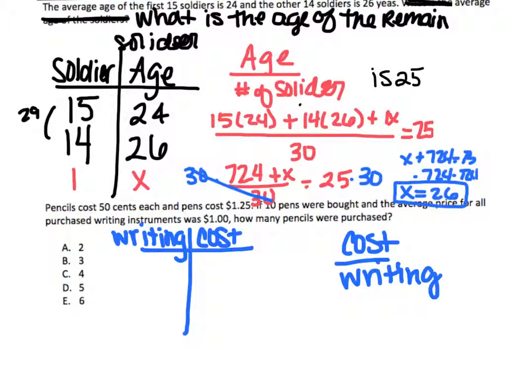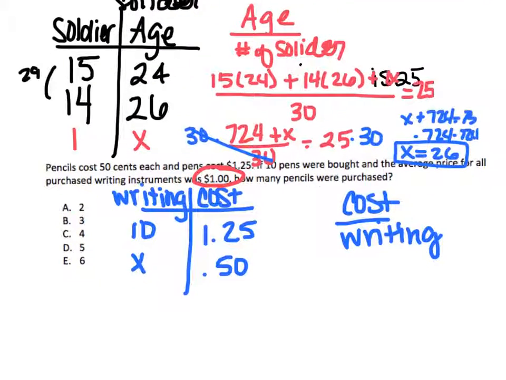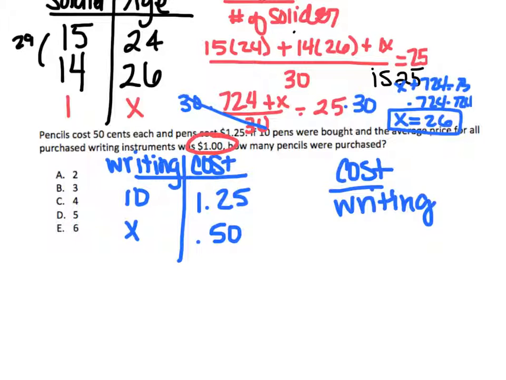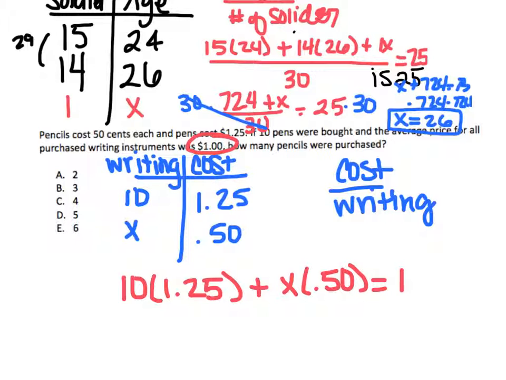So we've got two different writing utensils, pencils and pens. I know how many pens I bought. Those are 10 and that costs $1.25. But I don't know how many pencils were bought, so I'm going to call that X. But I know that those are 50 cents each. And what I know is that I have writing instruments that average to be $1. Again, I'm going to total up the cost, so if I bought 10 pens, I need to do 10 times the cost of $1.25 plus the number of pencils I bought times their cost, and that's going to equal $1.